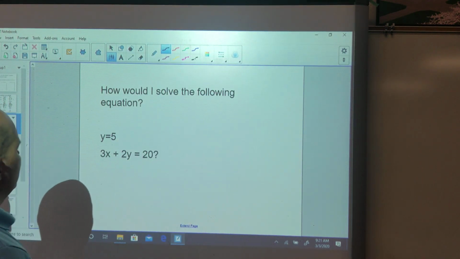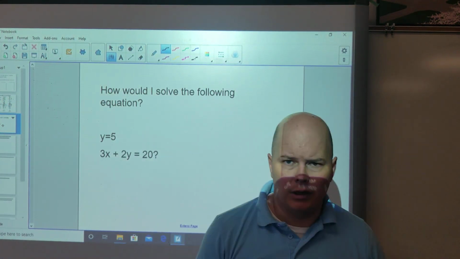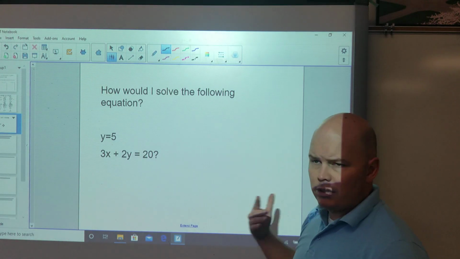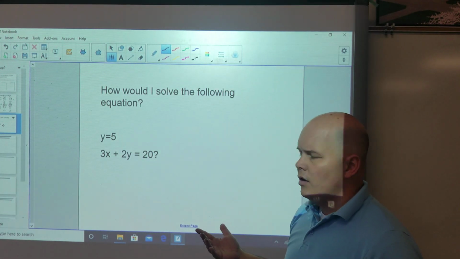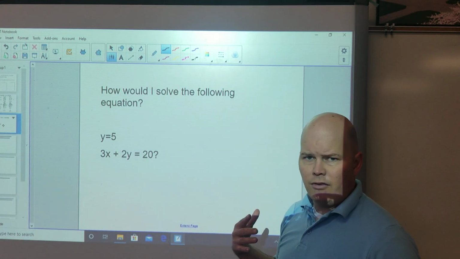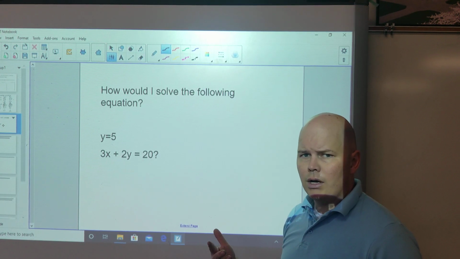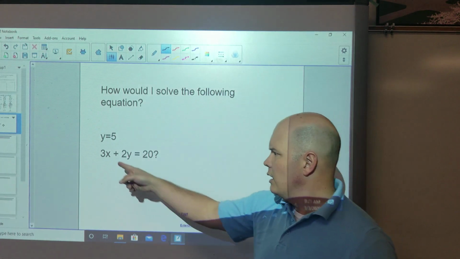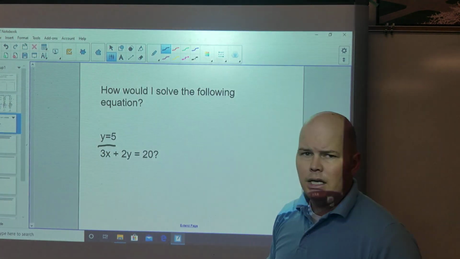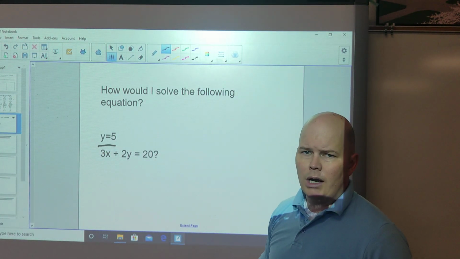Okay, this week it looks a little bit different. So if I gave you a system of equations that look like this, what you're probably going to be doing is trying to find slopes and y-intercepts, however, we already know one of our answers because it's given to us. In this case, it gives us y equals 5. So we know what y equals.